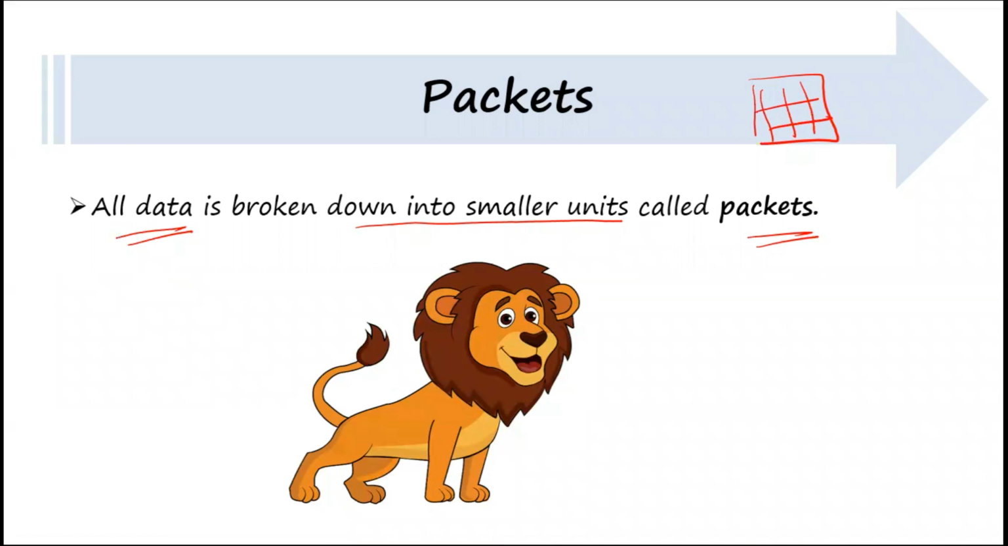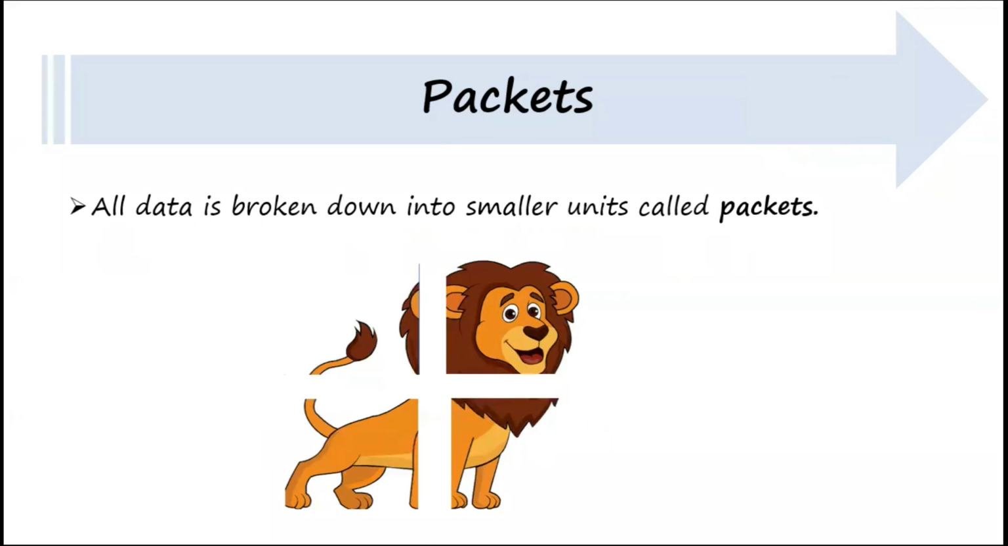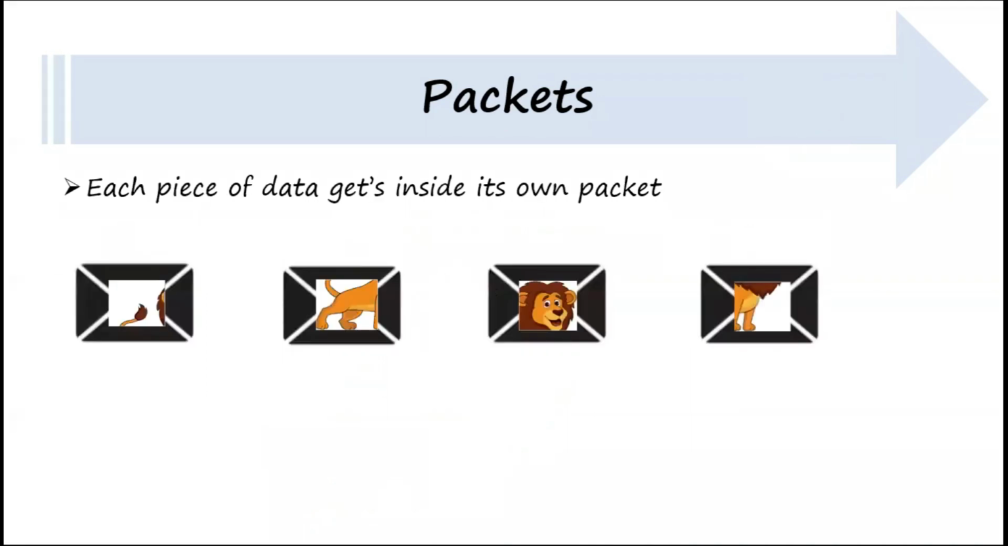Suppose a user wants to send an image of a lion across the internet. You want to send this image to your friend, an image of a lion, across the internet. Now the picture of this lion would actually get broken down into several different pieces. Each piece is called a packet. Each of these pieces would get inside its own packet, and those packets would be sent across the network, routed through the internet.